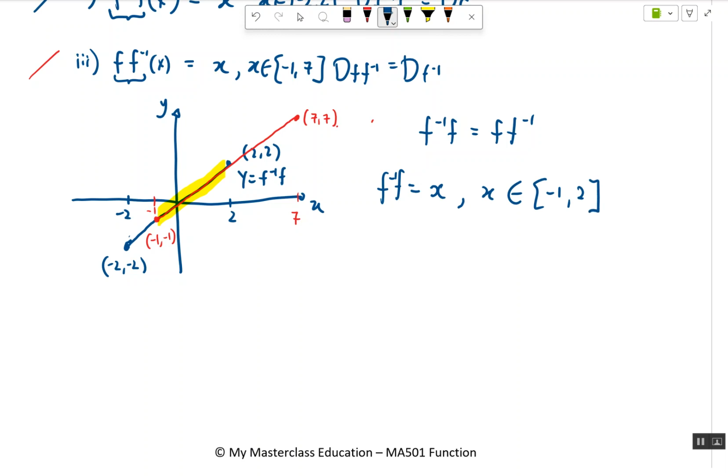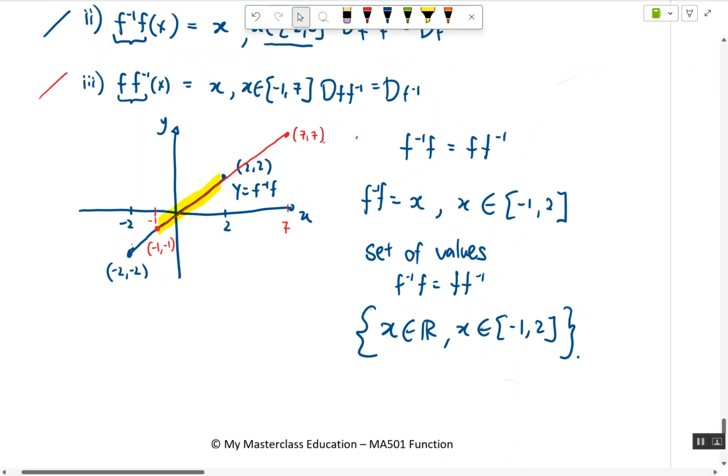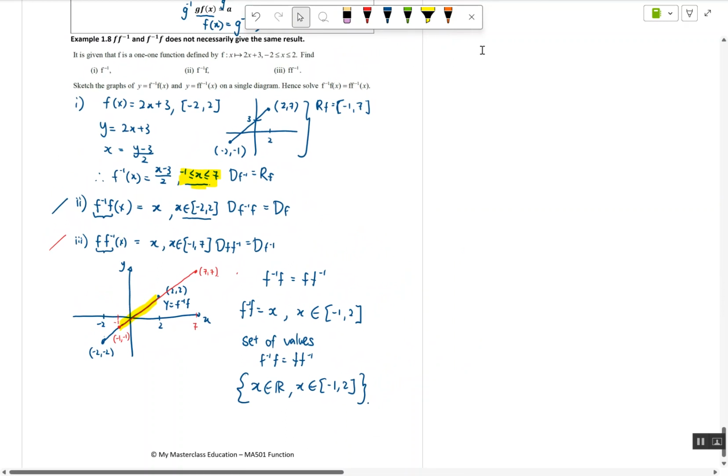Now usually in this kind of question, they will not ask you to solve, they will ask what is the set of values for which f inverse f is equal to f inverse. We are just going to say that x is any real number such that x belongs to -1 to 2. This whole thing is a set, and this is the solution where you can see these two graphs intersect each other. These are the questions we usually see involving f inverse f and f inverse.